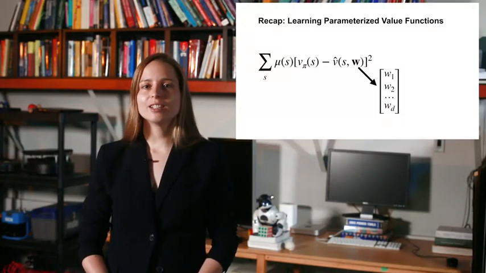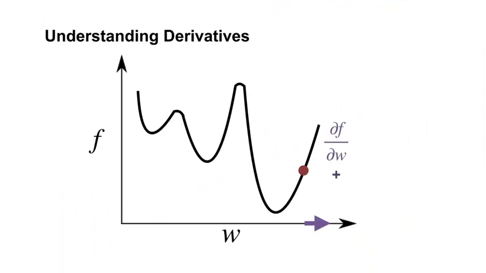To do that, we'll need a little bit of calculus. Hopefully you remember the idea of a derivative from calculus. Here we've plotted a function f with scalar parameter w. The derivative tells us how to locally change w to increase or decrease f. The sign of the derivative of f at a particular point w indicates the direction to change w to increase f. The magnitude of the derivative indicates the slope of the function f at the point w. That is, how quickly f will change as we vary w.